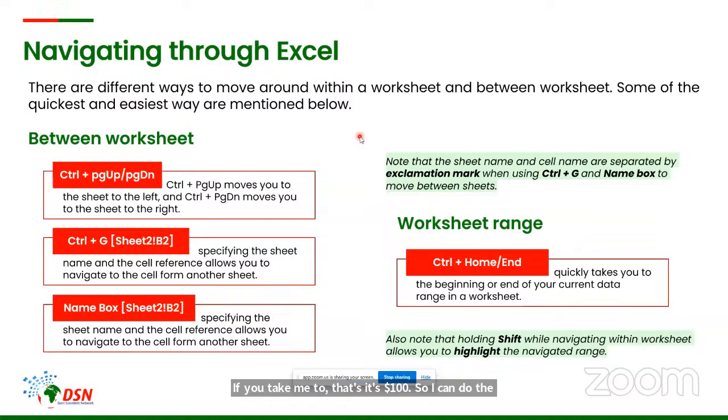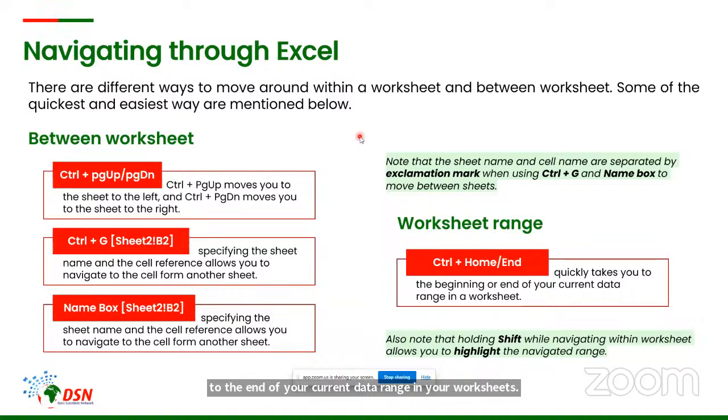So I can also move between worksheet ranges. Remember that Control Page Up and Control Page Down take me to the left and to the right of my workbook. Control Home and Control End quickly take you to the beginning or the end of your current data range in a worksheet. This is within worksheets.